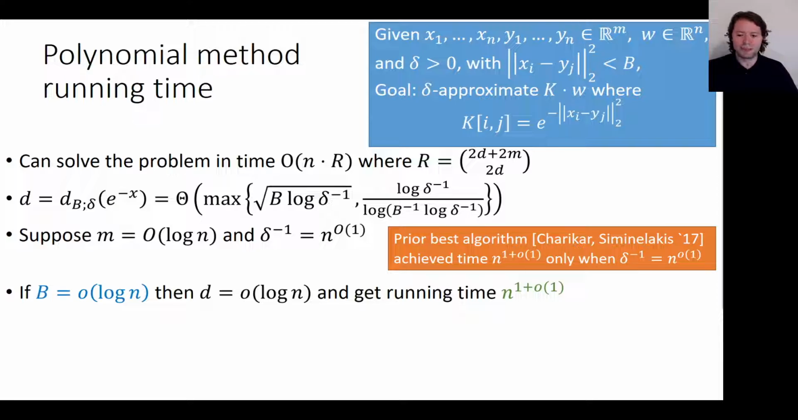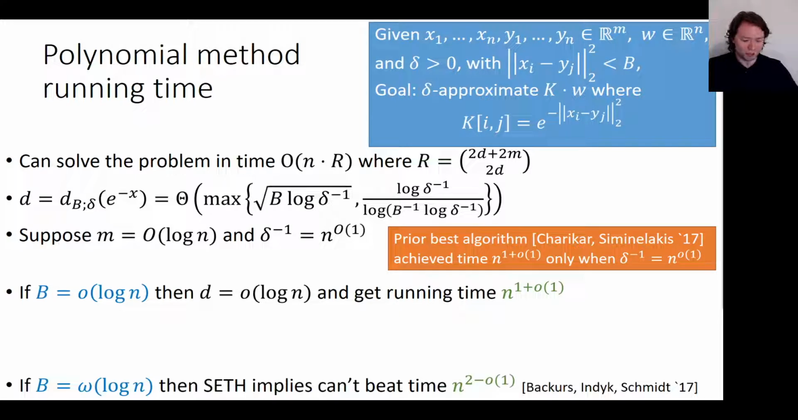So what if b is bigger than this? Well, if b is little omega, so strictly bigger than log n, then first of all, our degree we calculate ends up being also little omega of log n, and r, the binomial coefficient, ends up being super polynomial, and we don't get anything nice from our approach.